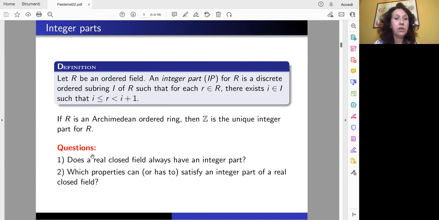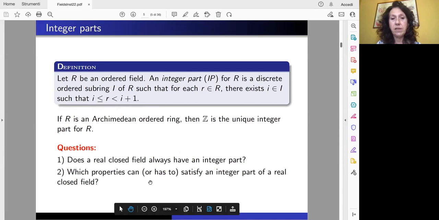So a natural question which has been considered in the past 30, 40 years, and also solved, is: what are the real closed fields which have integer parts? Or which properties does an integer part of a real closed field have to satisfy?